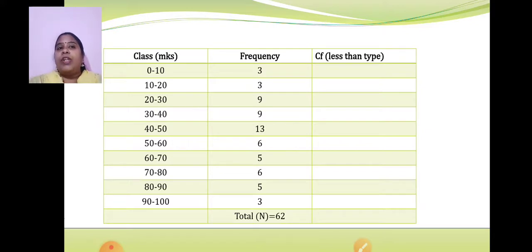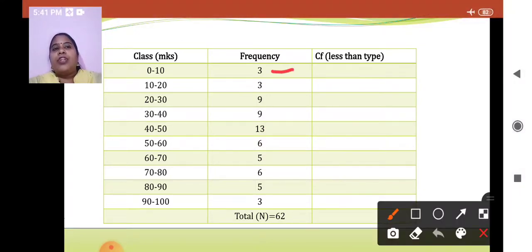I hope you have understood how we have got it. We have solved, and I have in fact shown you how tally marks and frequency is done. I have taken the values from that table, that is class interval 0 to 10, frequencies. Now I'll explain how CF less than type can be prepared. I hope you remember this. The first value is to be written as it is, correct?